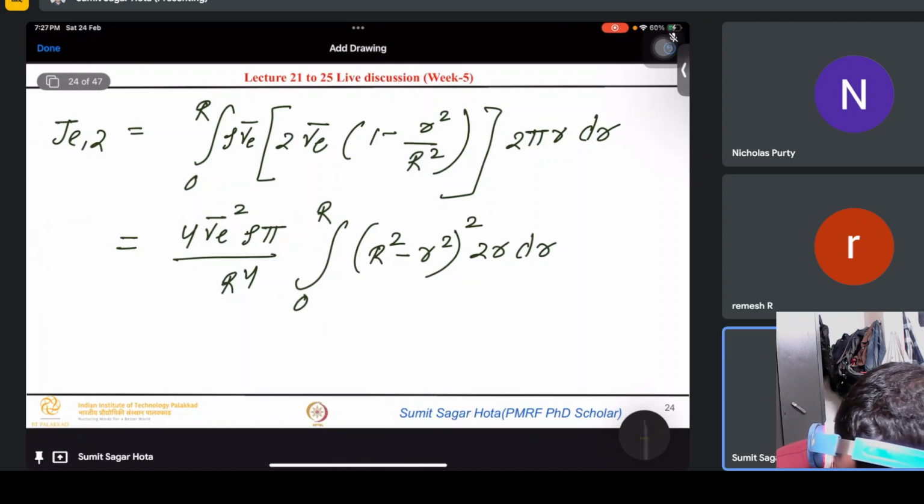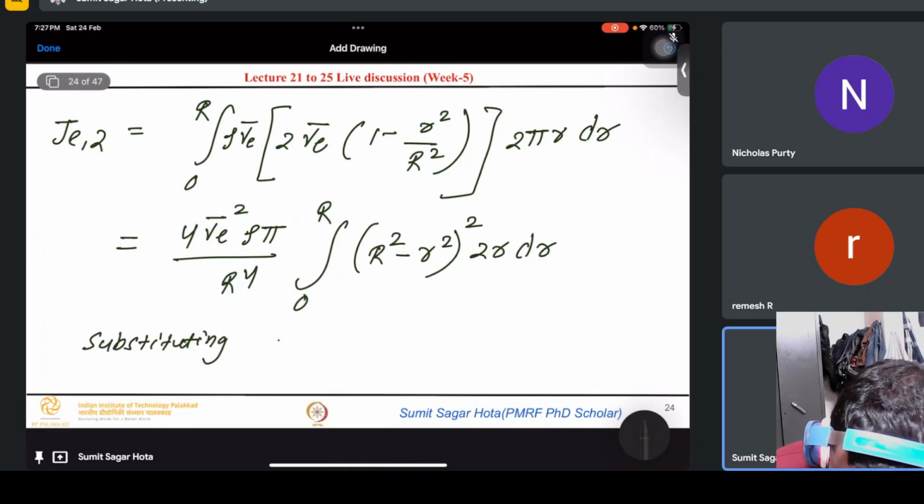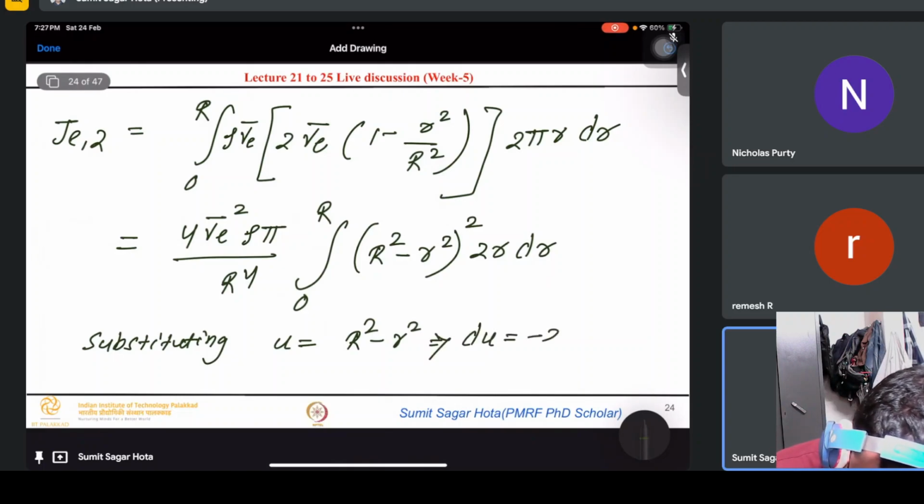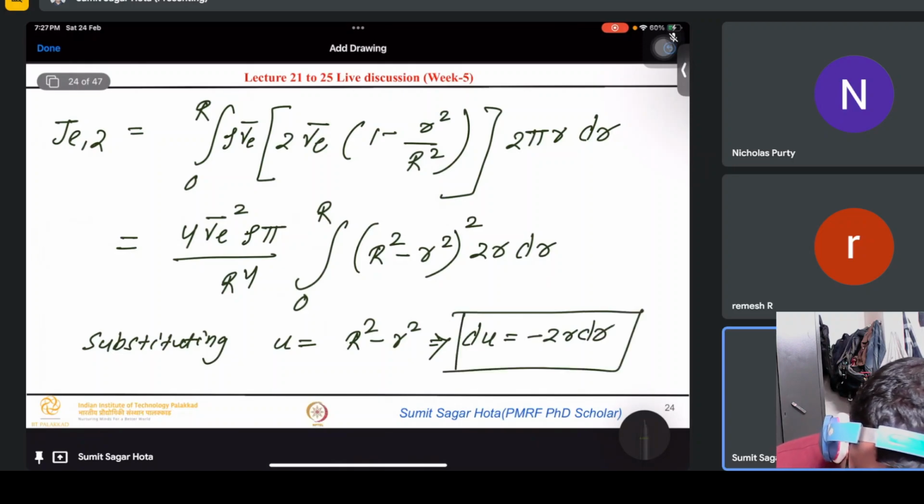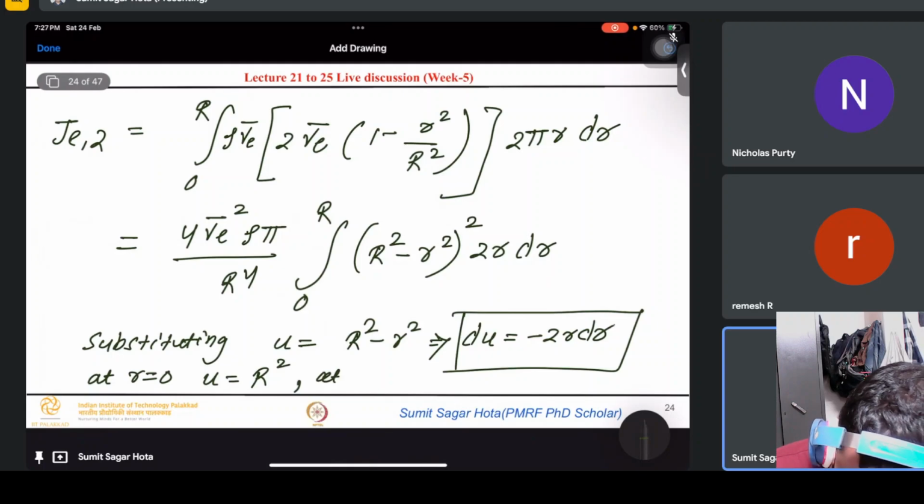Substitution: U is equal to capital R square minus small r square, guys. Du is equal to minus 2r. Now the integration limit will be changed. At r is equal to 0, u is equal to what? R square. At r equal to capital R, u is equal to 0.